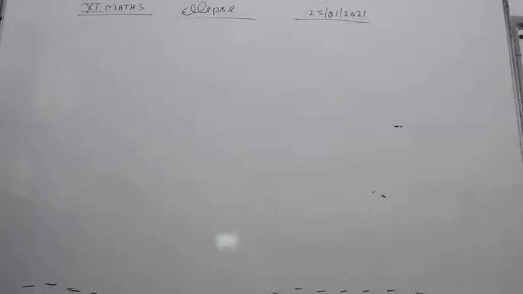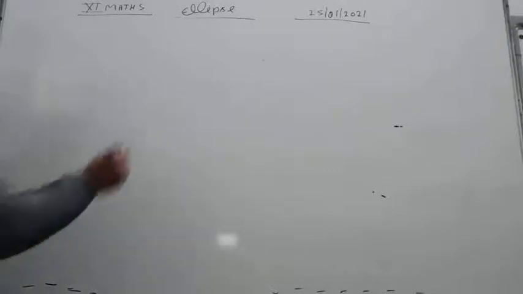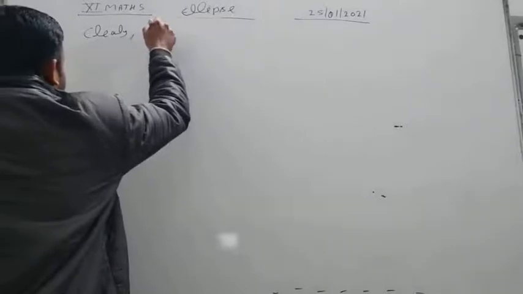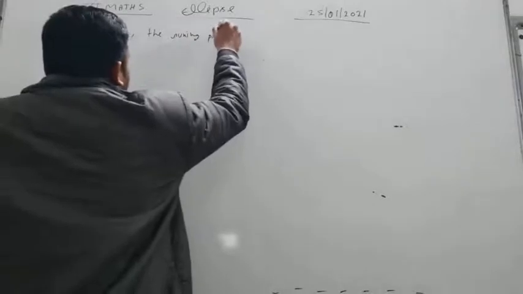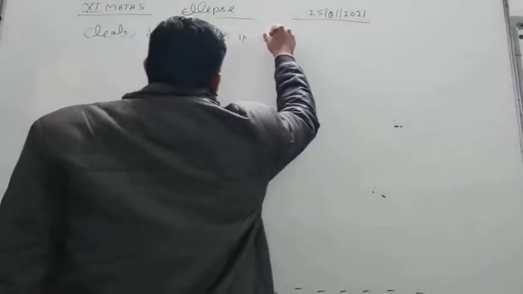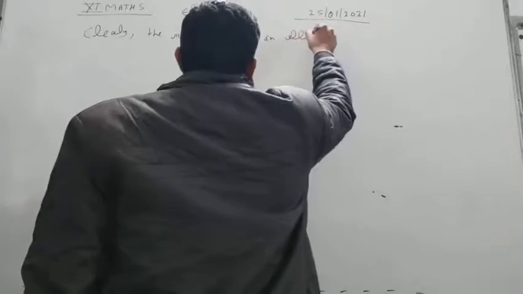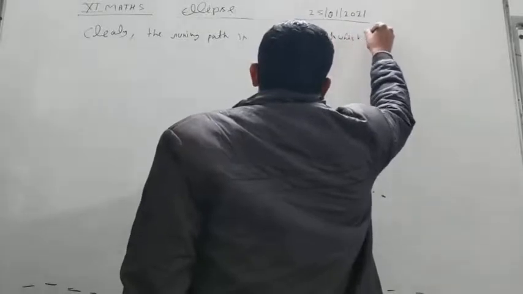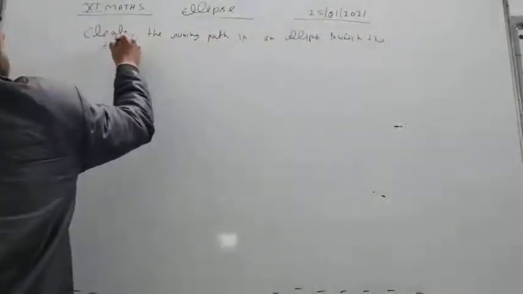So from this information we are seeing that clearly the path traced by the man is an ellipse having foci at the two flag posts. Okay students, so we are writing clearly: the running path is an ellipse in which the two flag posts are the foci.